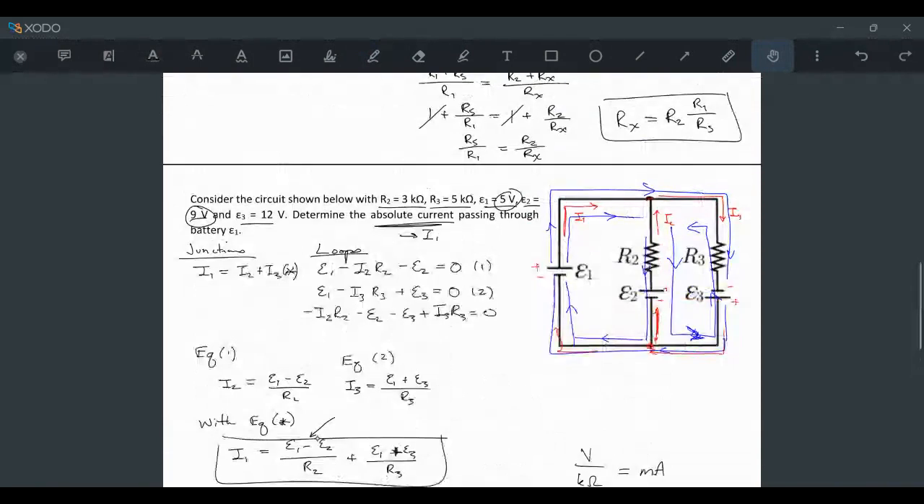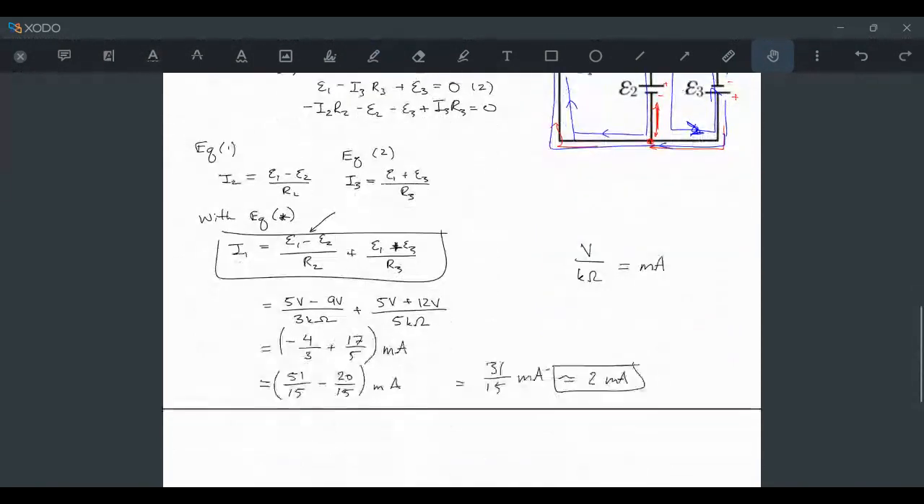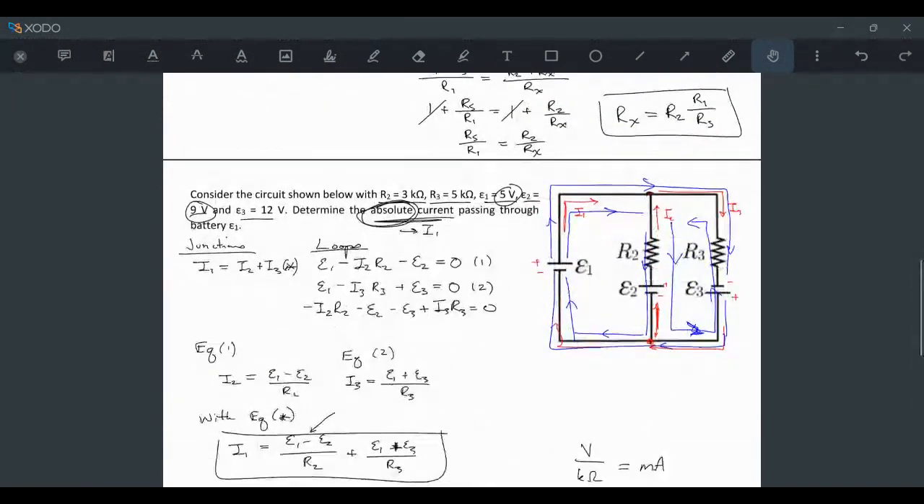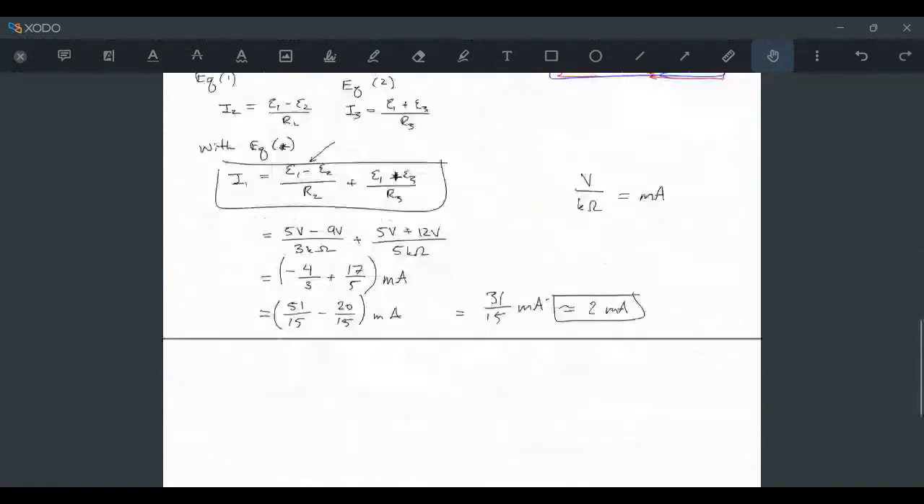Again, this was asking for the absolute current, so it was giving us a bit of an escape rope, because whether it's minus or plus wouldn't really matter. I'm just giving you more advice on how to make sense of the answers you're getting.